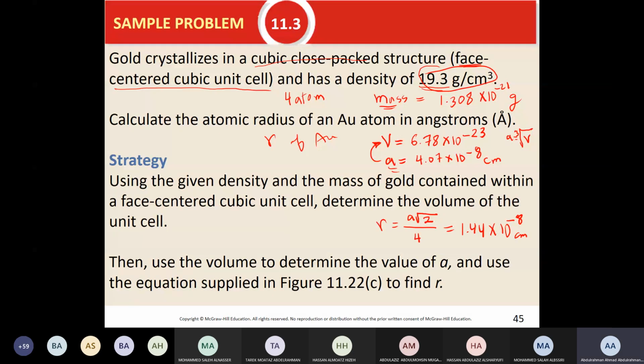That's 1.44 times 10 to the minus 10. No, this is meter. So it will be 1.44 angstrom exactly. Good. I want the answer in angstrom at the end. Is this clear? Any questions?